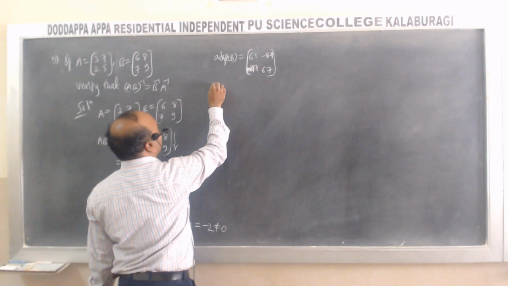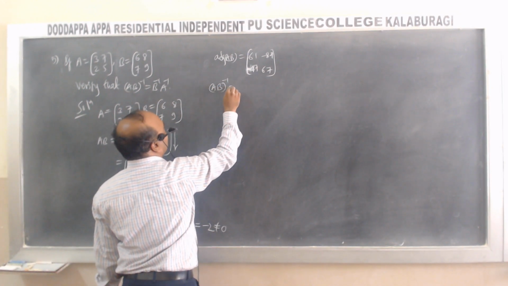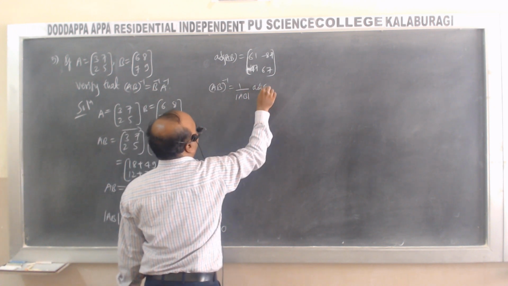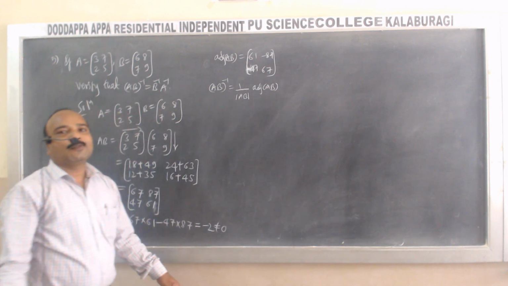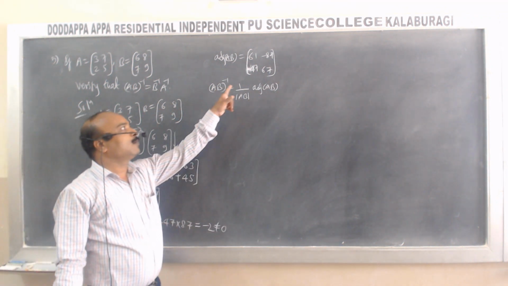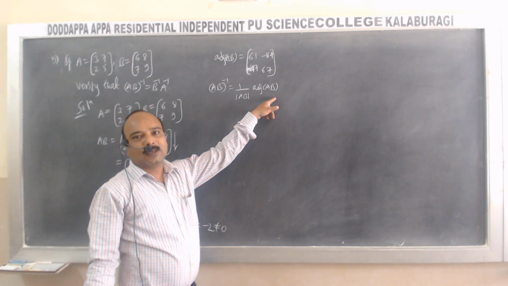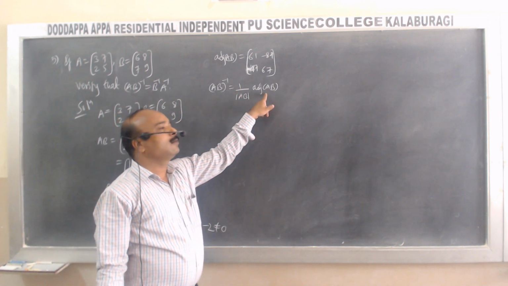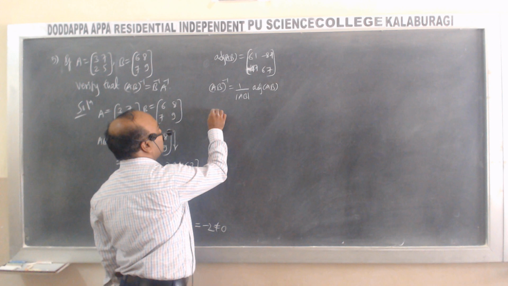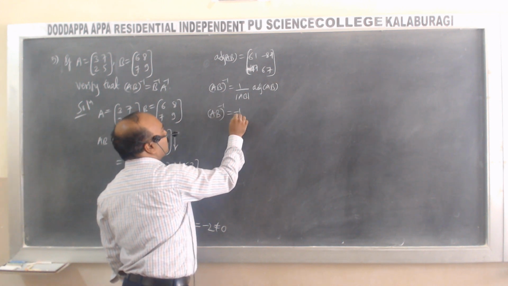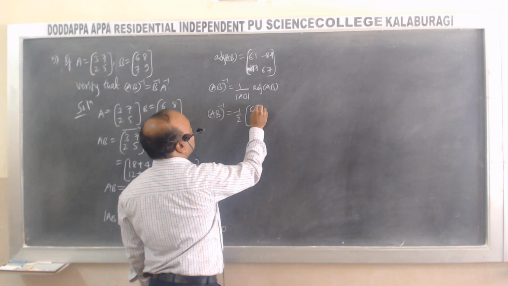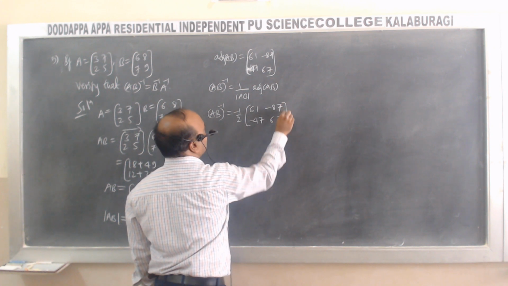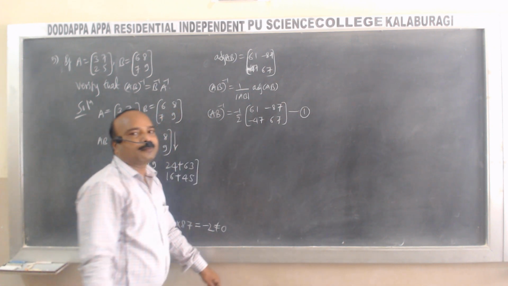Then the inverse of AB. The inverse of AB is given by 1 by determinant of AB into adjoint of AB. We can use the same formula: A inverse equal to 1 by determinant of A into adjoint of A. Instead of A it is AB there. Therefore, 1 by determinant of AB into adjoint of AB. Substituting both values, we get minus 1 by 2 into [61 minus 87; minus 47 67]. We call this equation number 1.